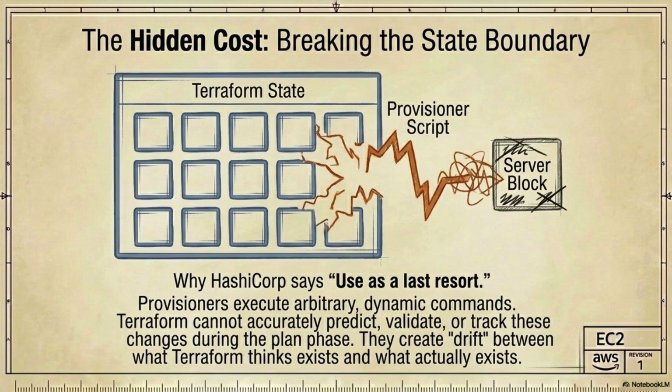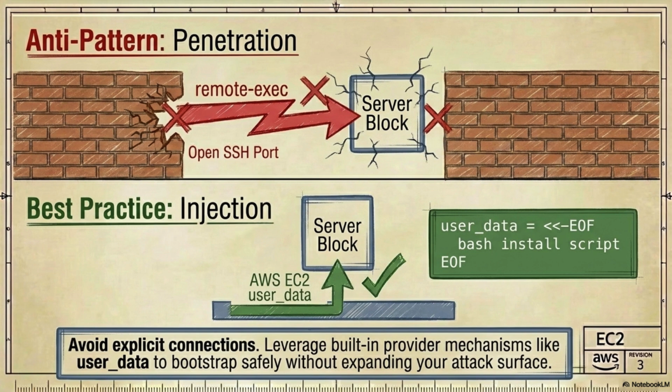Anti-pattern versus best practice. Using remote-exec with SSH is considered an anti-pattern. It increases attack surface and operational complexity. A better solution is EC2 user data. User data automatically injects scripts during instance boot. This is cleaner, safer, and more cloud-native.